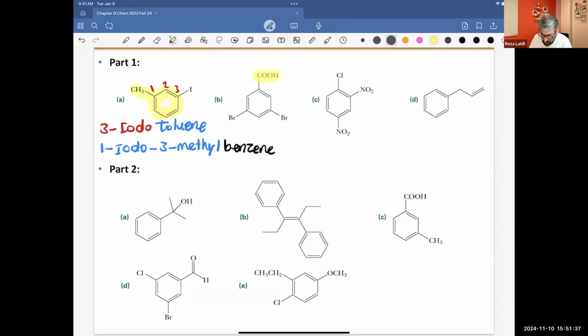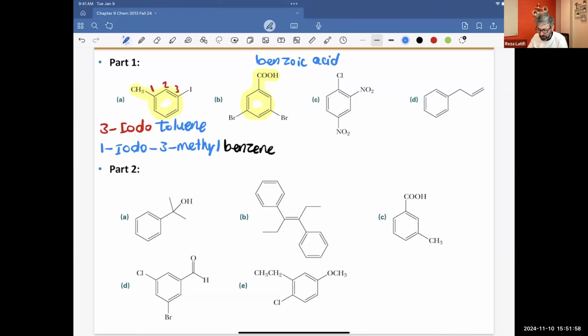Okay. Here we have a carboxylic group. Forgive me. Carboxylic group attached to the ring. So this one, the name for the parent will be benzoic acid. And you do have two substituents on it, so try to figure out the name for it.